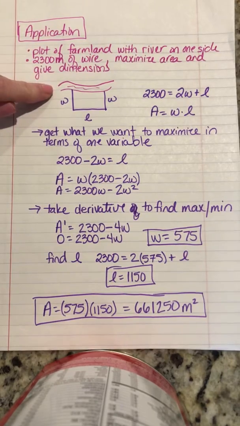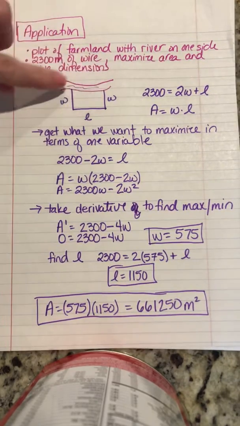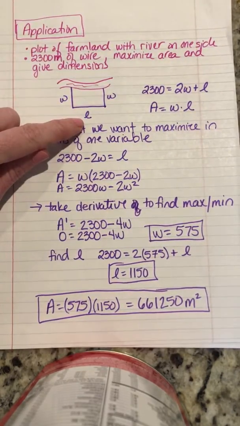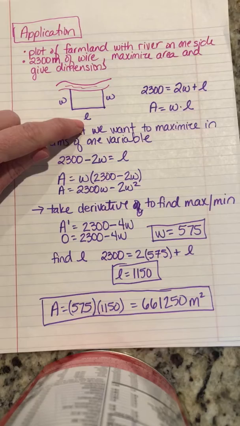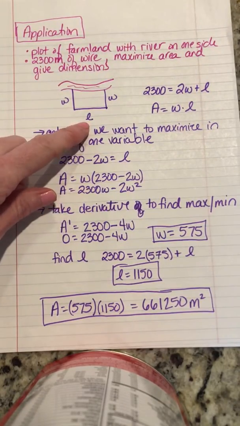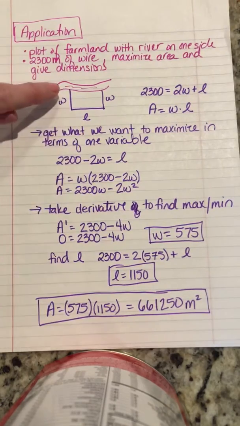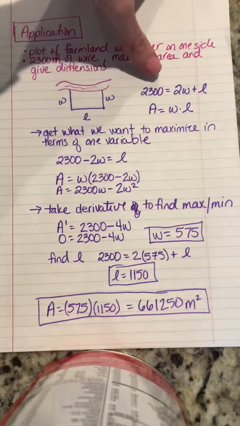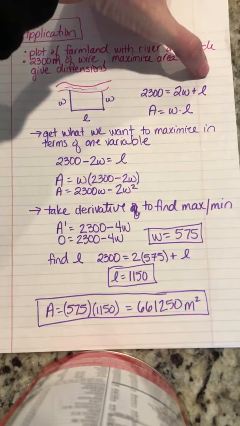So here's my picture. I have a river, that's my river, two widths and a length. It doesn't matter what you call them, just come up with a formula where you have two of this side and one of this side. Now we know the perimeter, if we add it all together, equals 2,300. So we have 2,300 equals 2W plus L.